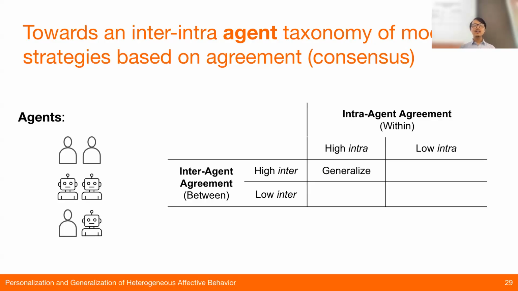However, in cases when there is high intra, that is, the same agents agree with themselves at different points of time, but low inter, that is, they do not agree with each other, this basically means it's better to personalize, since there is more subjectivity within the agent itself. So for this kind of case, we propose to personalize. And then there can be the case of low intra and high inter.